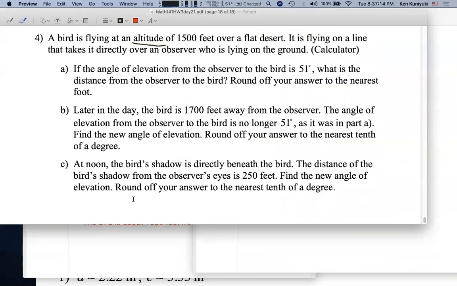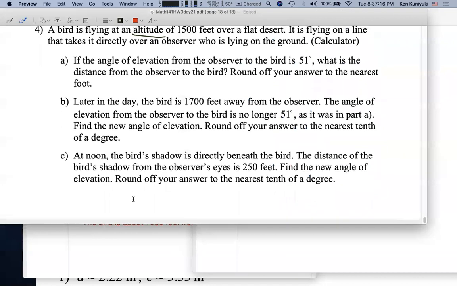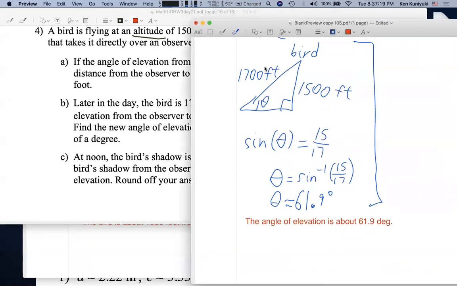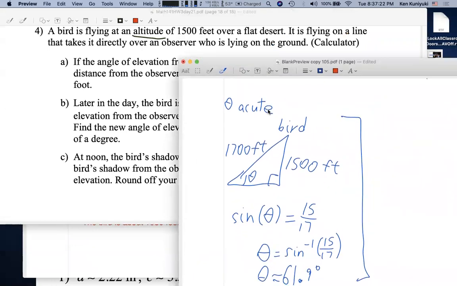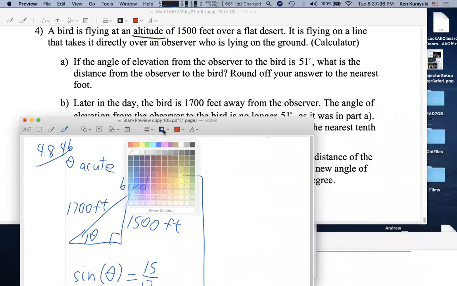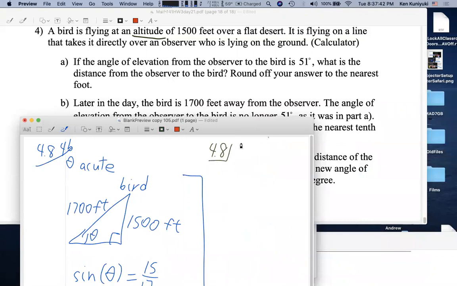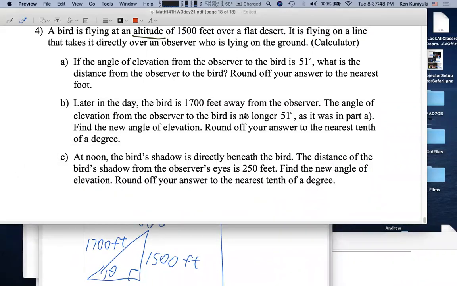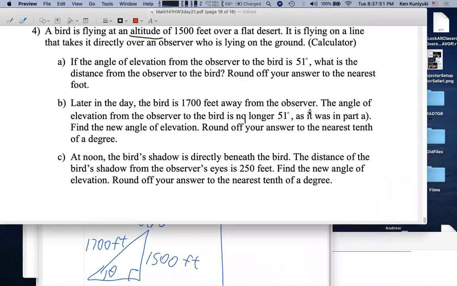Then C quickly. At noon, the bird's shadow is directly beneath the bird. So let's set up C. This is B, I better label this actually. This is 4.8 4B. Maybe just set up 4.8 4C in green. So what's the deal with 4.8 4C? Would it be the same thing, but with the hypotenuse being 250? Let me move this up here.